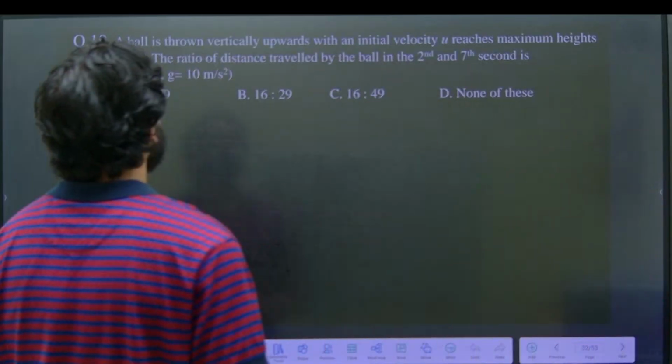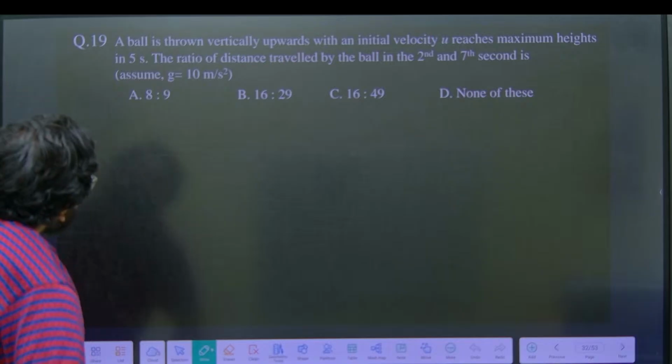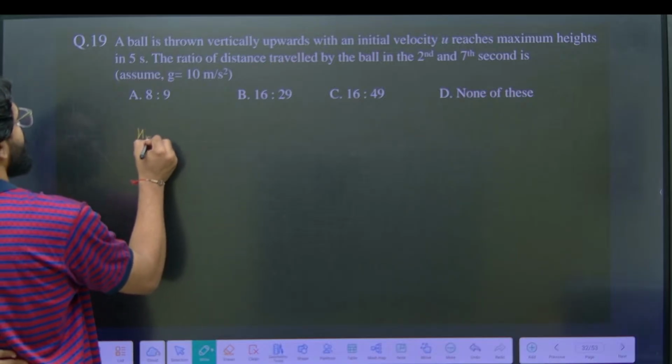Question 19. A ball is thrown vertically upwards with an initial velocity u and reaches maximum height in 5 seconds. So you are reaching maximum height in 5 seconds.